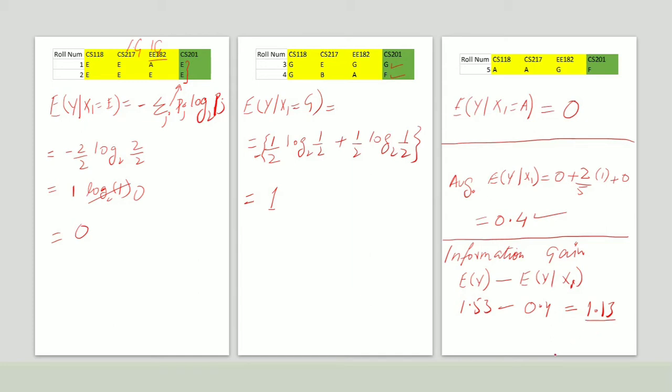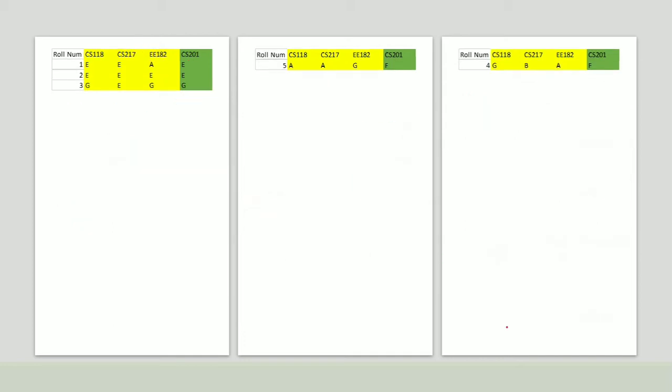Now we'll calculate the conditional entropy for the other two possibilities, that is for column CS217 and column EE182. So we'll see if the information gain from these two columns is higher than this one or not. So we'll pick the highest information gain, and then we'll use that information gain to build the decision tree. So let's start. So here is the partition that we have based on the column CS217.